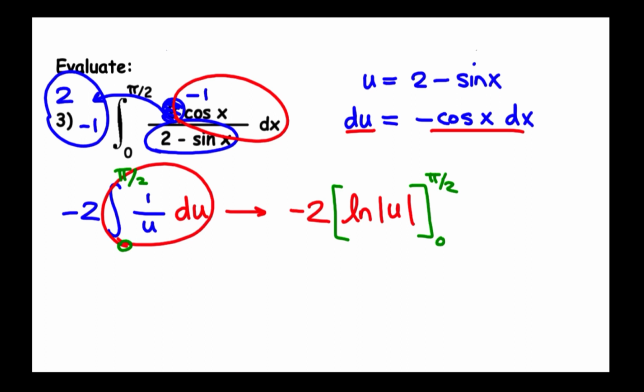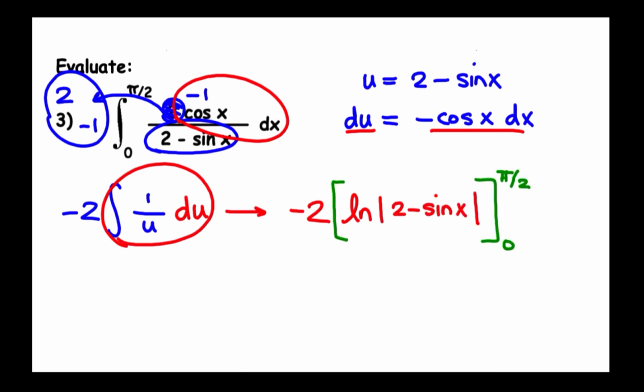In fact, I need to change the u back to 2 minus sine of x before I put that pi over 2 and 0 on. That was bad form on my part. Let me redeem myself. There, that's better. And now that negative 2 can stay out front of the green brackets, or I can put it inside. I prefer always to keep it out front. I just think it makes it easier.